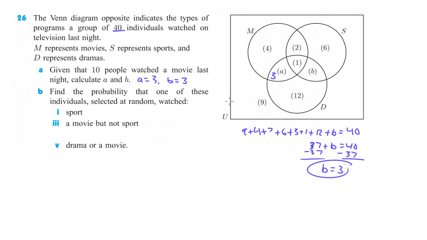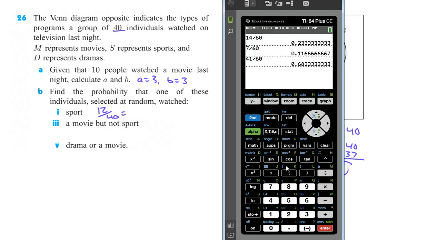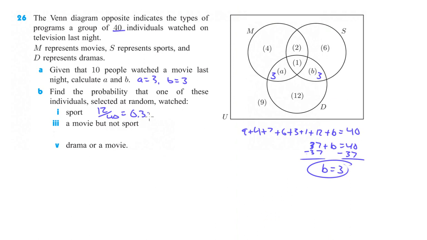Okay. Find the probability that one of these individuals selected at random watched sports. So how many of these people watch sports? This was 3 we also figured out. So that's 6, 7, 8, 9, 10, 11, 12. So we've got 12 out of the 40 that watch sports. So 12 out of 40 gives us 30%.